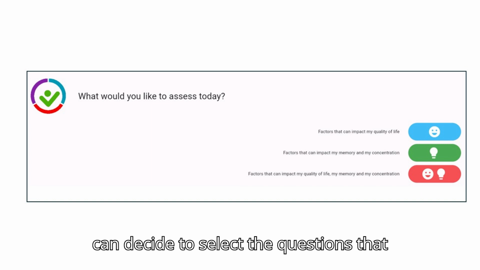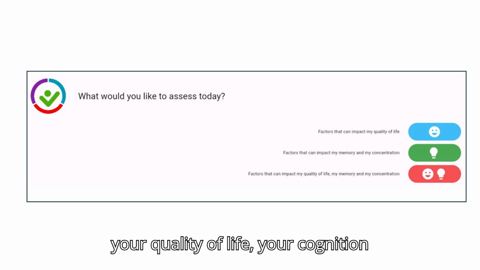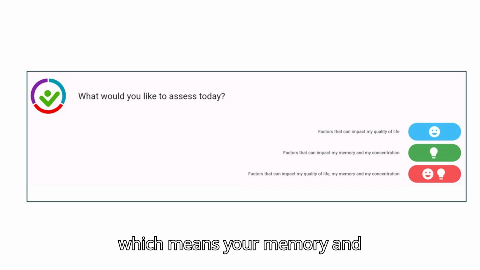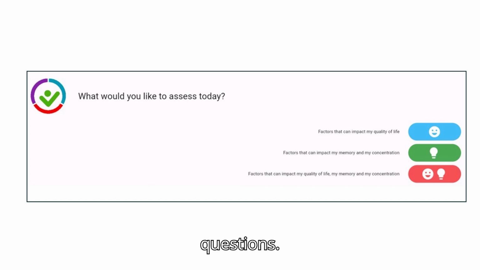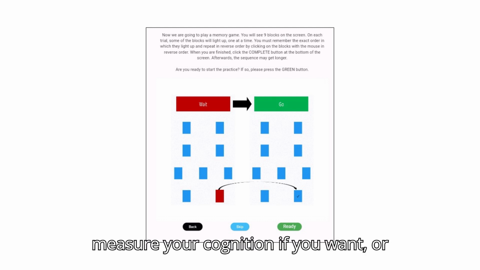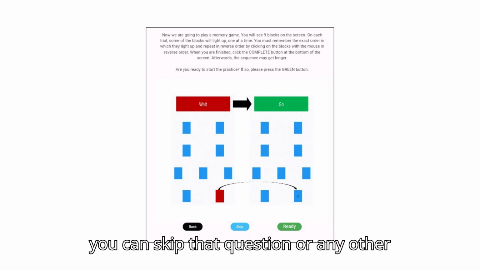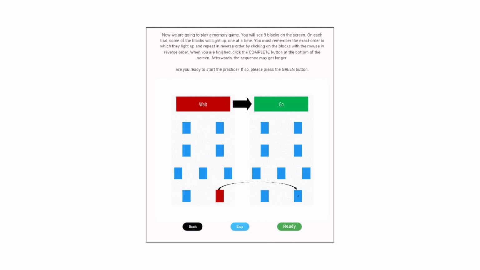You can decide to select the questions that are important to you, such as improving your quality of life, your cognition, which means your memory and concentration, or both. It'll take about 5 minutes to answer these questions. You will be invited to complete a test to measure your cognition if you want, or you can skip that question, or any other question that you would rather not answer.